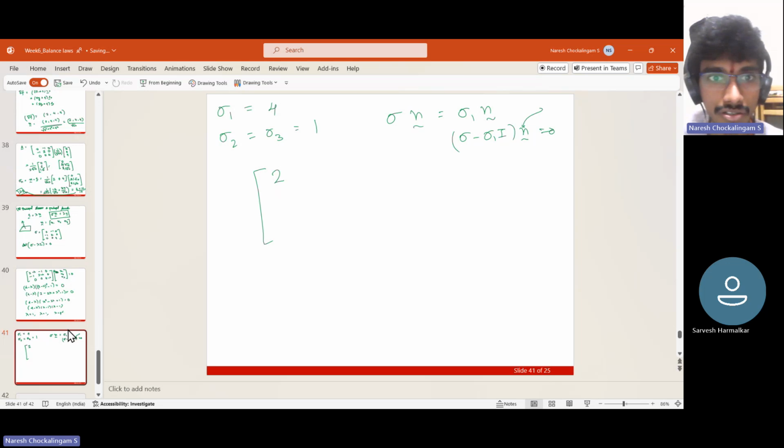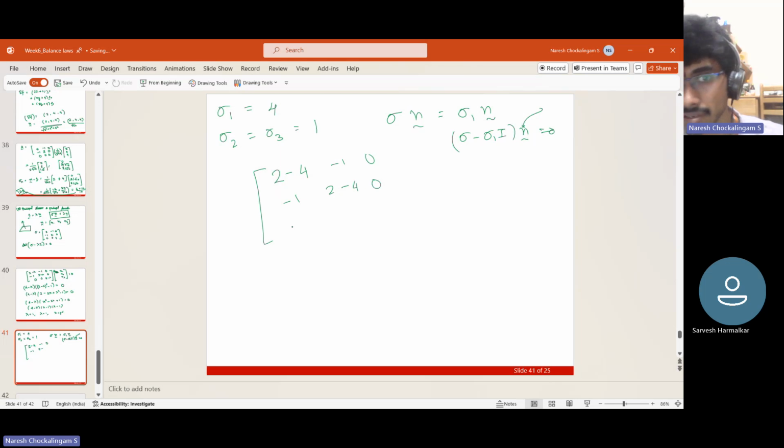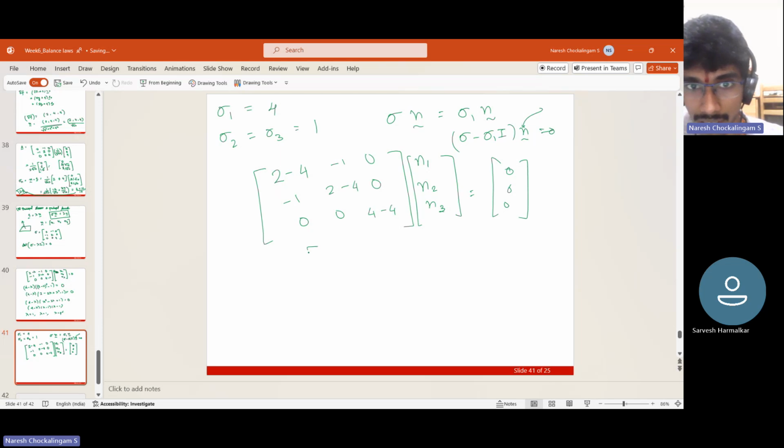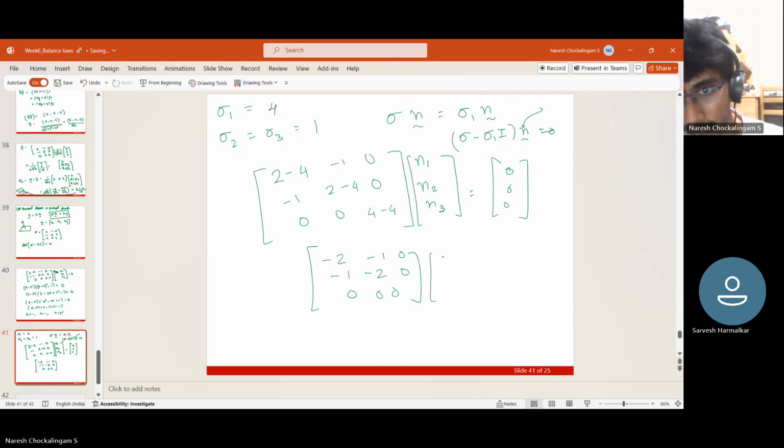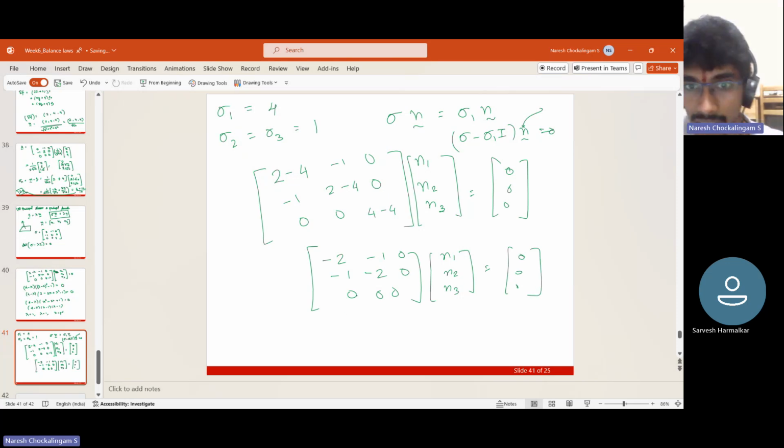So the first eigenvalue is 4. You get 2 minus 4, minus 1, 0, minus 1, 2 minus 4, 0, 0, 0, 4 minus 4, and the normal to this is n1, n2, n3. This is equal to 0, 0, 0. So what is the system? Minus 2, minus 1, 0, minus 1, minus 2, 0, 0, 0, 0, times n1, n2, n3, equal to 0, 0, 0. The last equation is trivial.